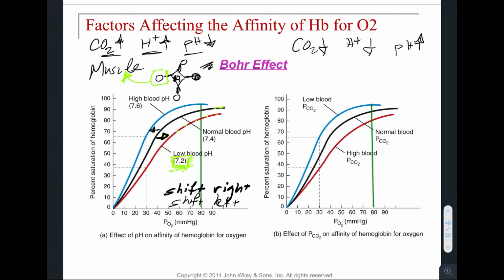And so at every single point, the hemoglobin on that blue curve is always much more saturated with oxygen than the black curve, and definitely much more saturated at any given point compared to the red curve. And we've shifted it to the left in that case. So that's the case for pH levels, and that's also the case for CO2 levels. So again, the hemoglobin responds to the CO2 levels.